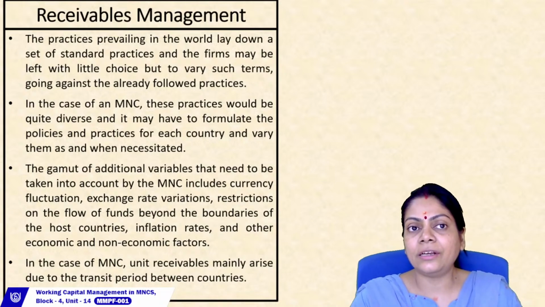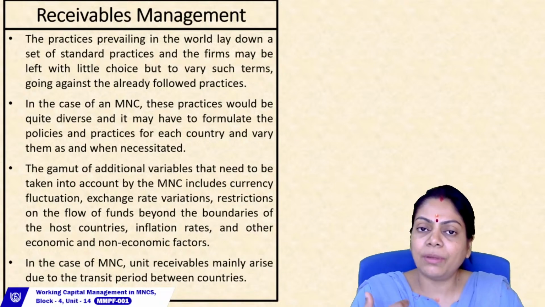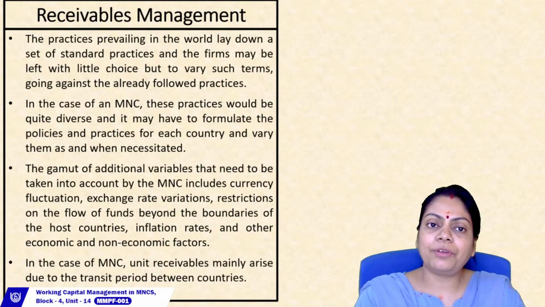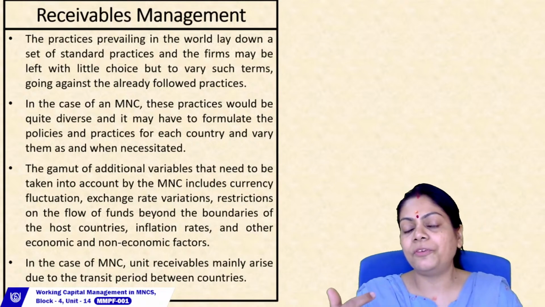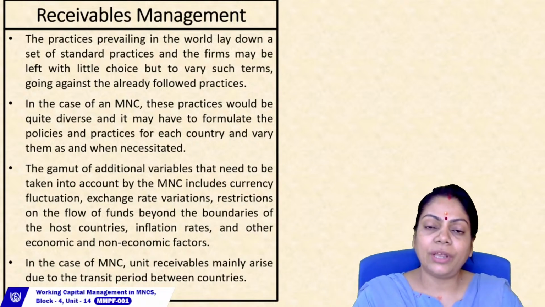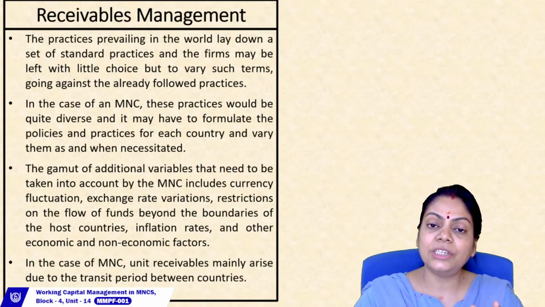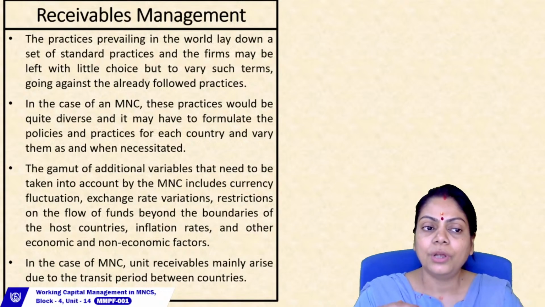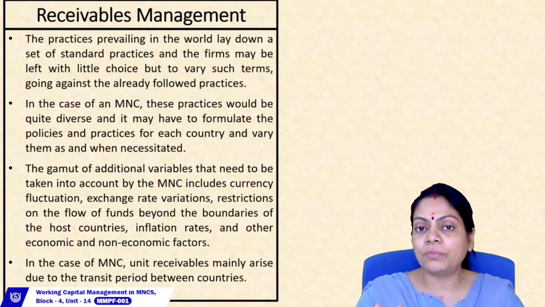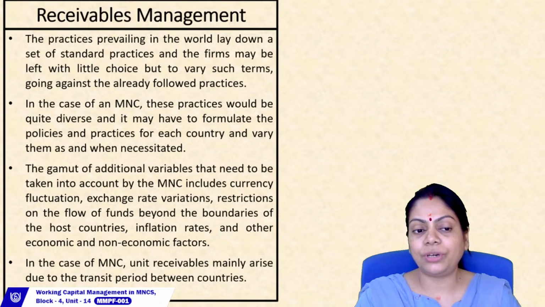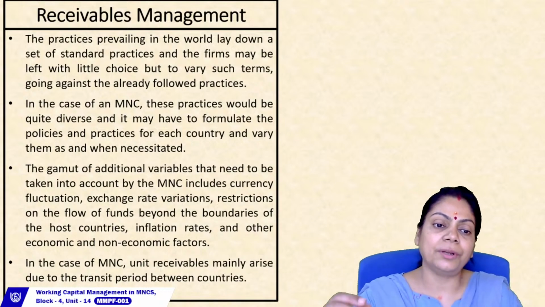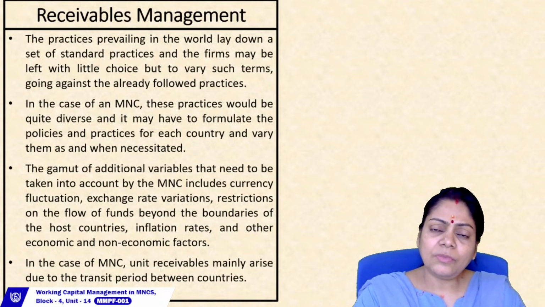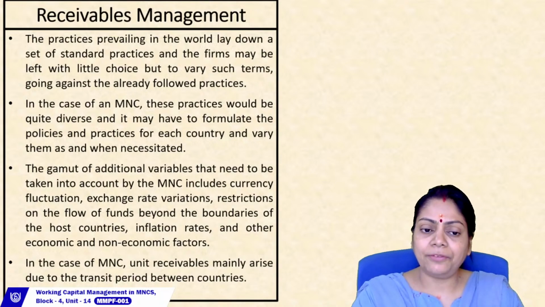Suppose an Indian company operating in, let us say, Mexico can face a different scenario as compared to if it is operating in Canada. So you cannot have one strategy or policy which will be applicable to all the countries. Depending on the norm that the country has, you will have to change your credit practices in each country.